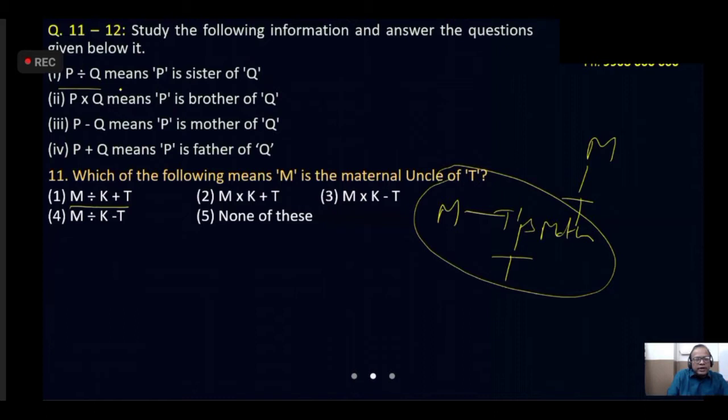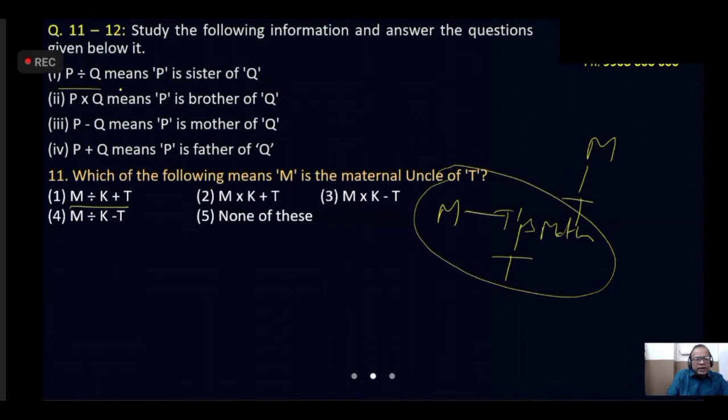Now go to choice number 2. M into, where is into here? Into means brother, a male. So this can be an answer. We will work on it. Choice number 3. M into means brother. Possibility is there.